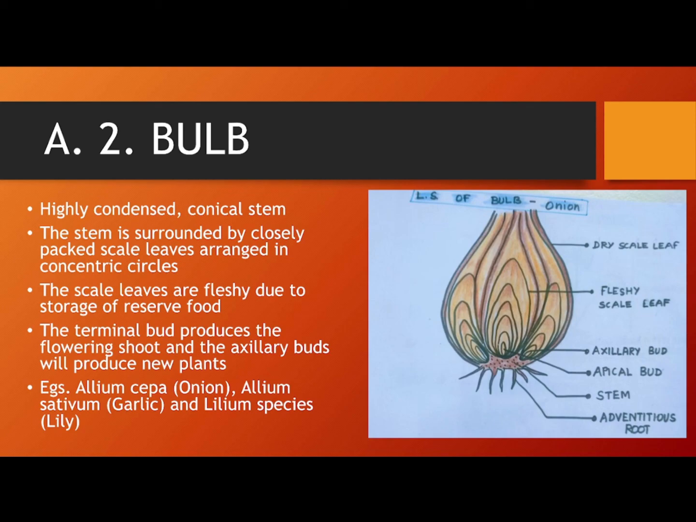The terminal bud gives rise to the flowering shoot, and the axillary bud produces the new plants at the time of favorable conditions. Till then, they remain inside the soil. The best examples for bulb are Allium cepa, Allium sativum and Lilium species.